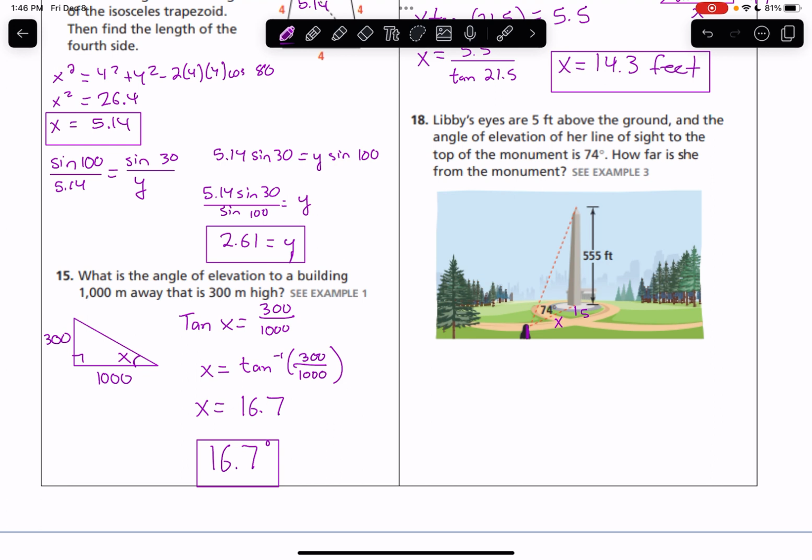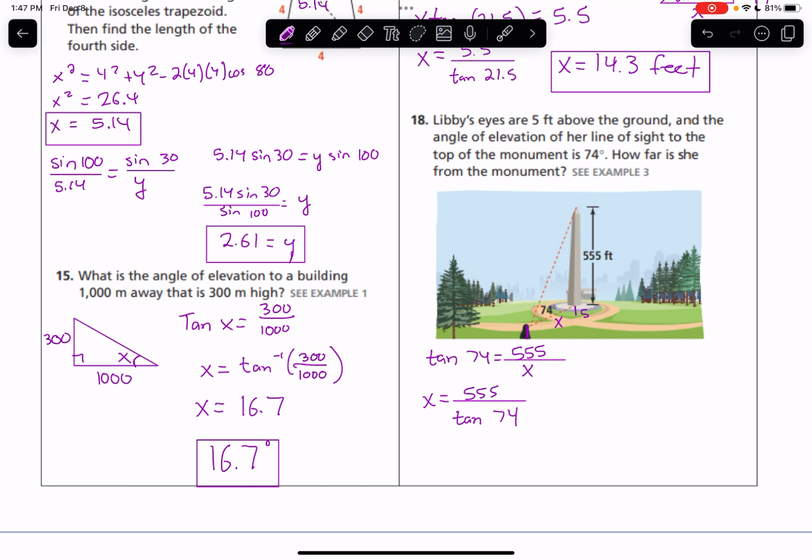So according to the angle of elevation, we know the opposite side and we're looking for the adjacent side. So we use tangent. The tangent of 74 degrees is equal to 555 over the adjacent side, x. Multiply both sides by x, and then also divide both sides by the tangent of 74, which gives you x equals 555 over the tangent of 74. So I just did 2 steps at the same time there. You can see up above for those steps broken down.